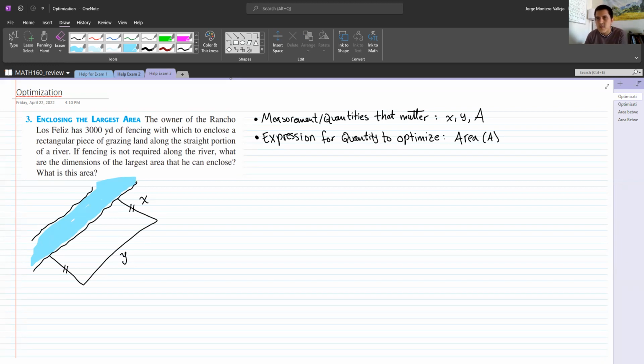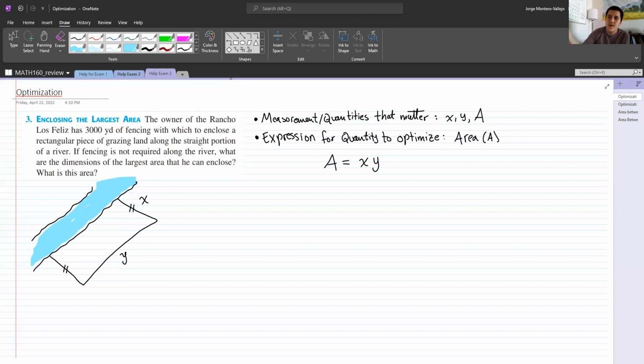Well, the expression will come from the area formula for the rectangle, which is based on height. Area is equal to base times height. We chose the base to be, let's say X, and the other dimension is Y. Okay, now this is our expression.